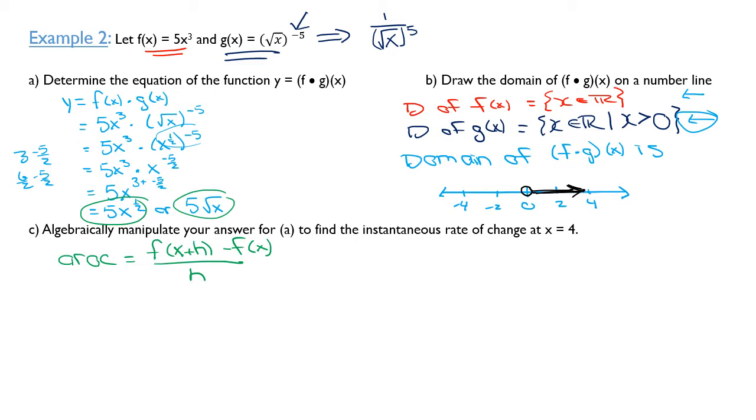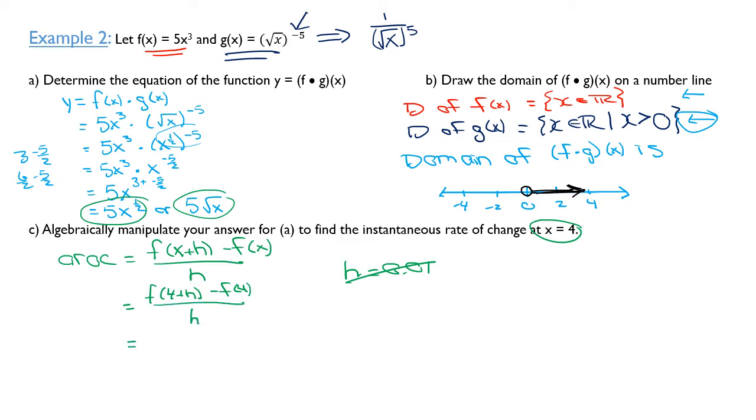So what is x and what is h? Well, x is 4, h stays h, because we are algebraically manipulating. We are not subbing in h equals 0.01. That's just the difference quotient, but we're algebraically manipulating. So I'm going to leave it alone. f at x plus h, so that's f at 4 plus h minus f at 4, all over h.